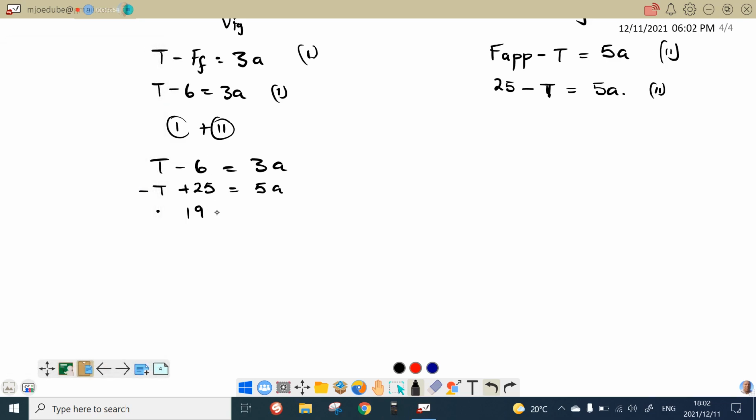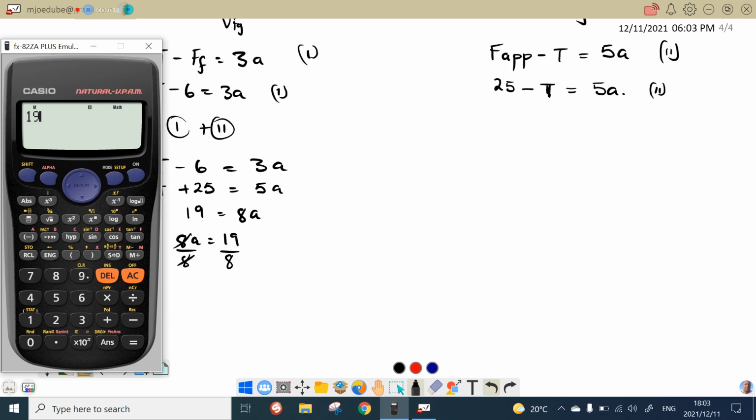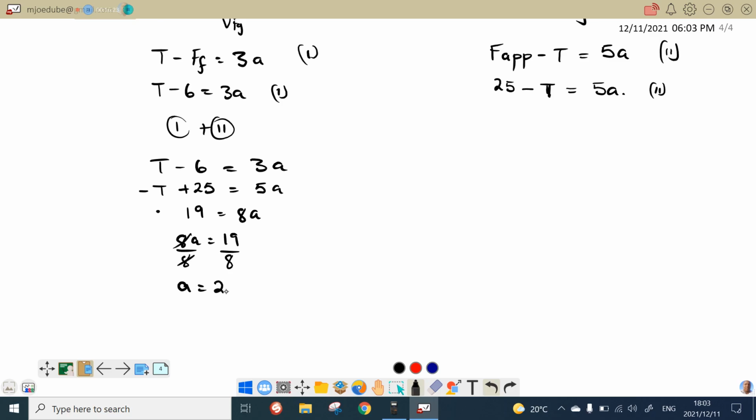So 19 is equal to the sum of these two, which is 8A. So when you work that out, you would say your 8A is equal to 19. Divide both sides by 8. You will get 19 divided by 8, right? And so what you're going to get is 2.375. So your A is equal to 2.375 meters per second squared.